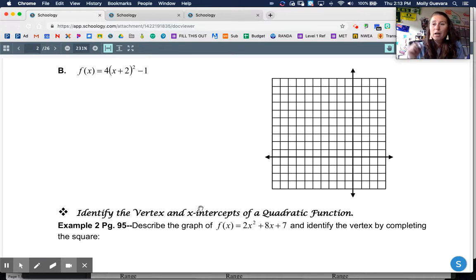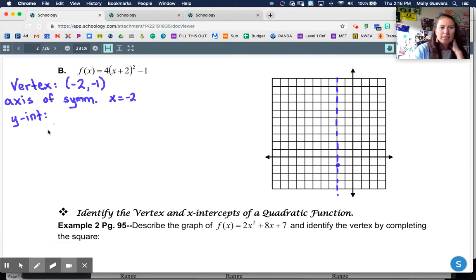Go ahead and hit pause. Try this one in your notes, work in pencil. If you mess up, totally fine. We'll go over it, but you should try it and make sure that you are putting in some effort here, okay? Make your brain work a little bit. Go ahead and hit pause, and I'll see you in a second.